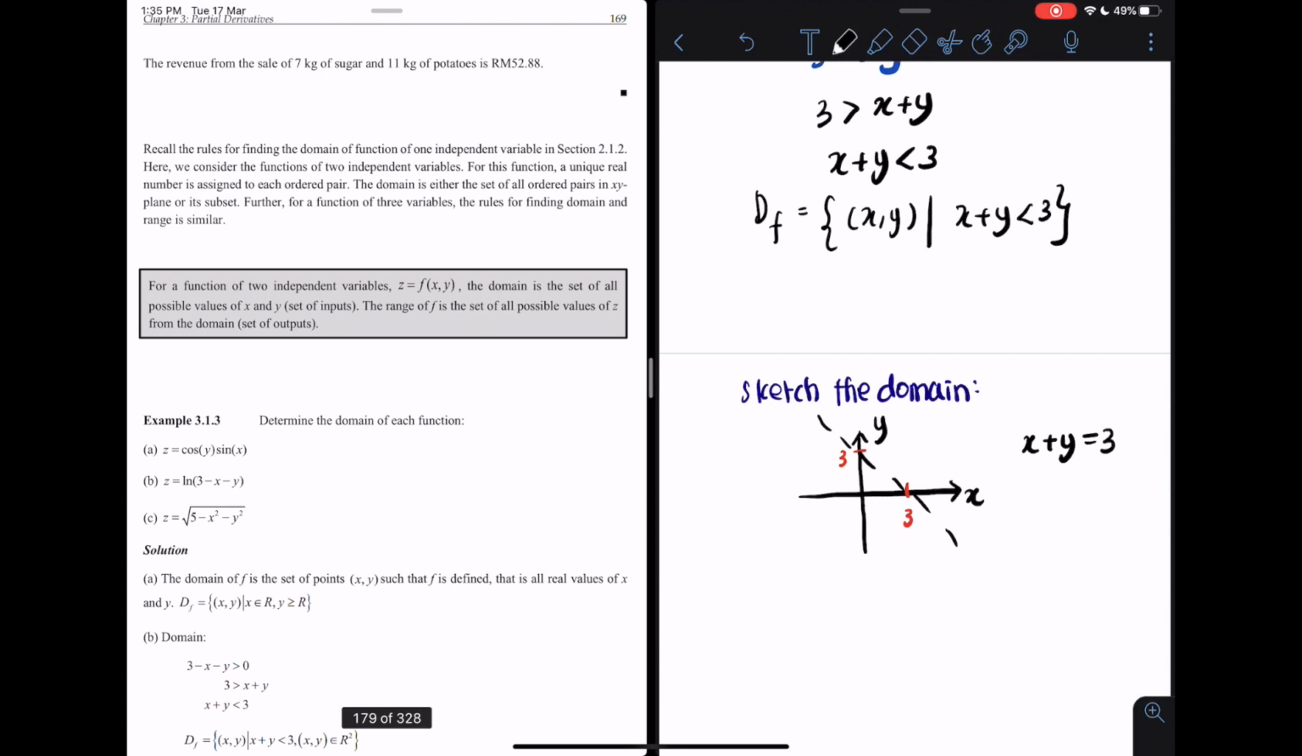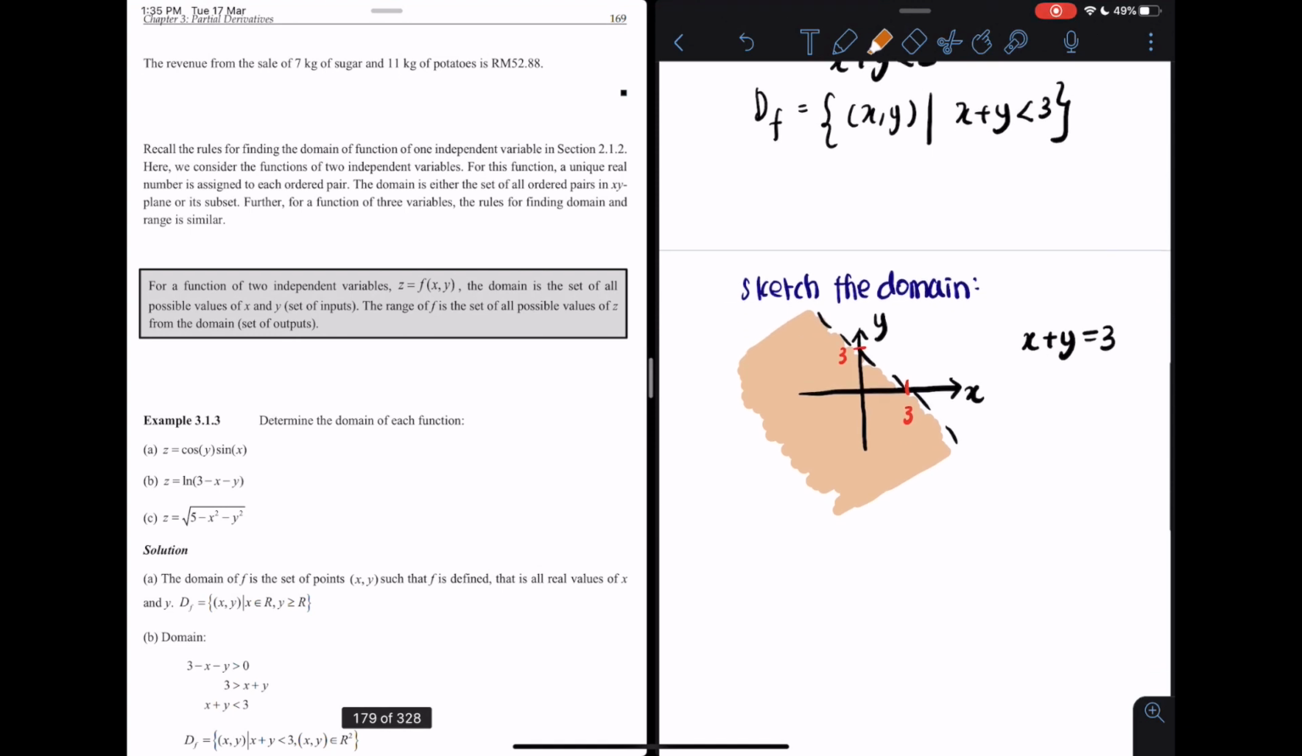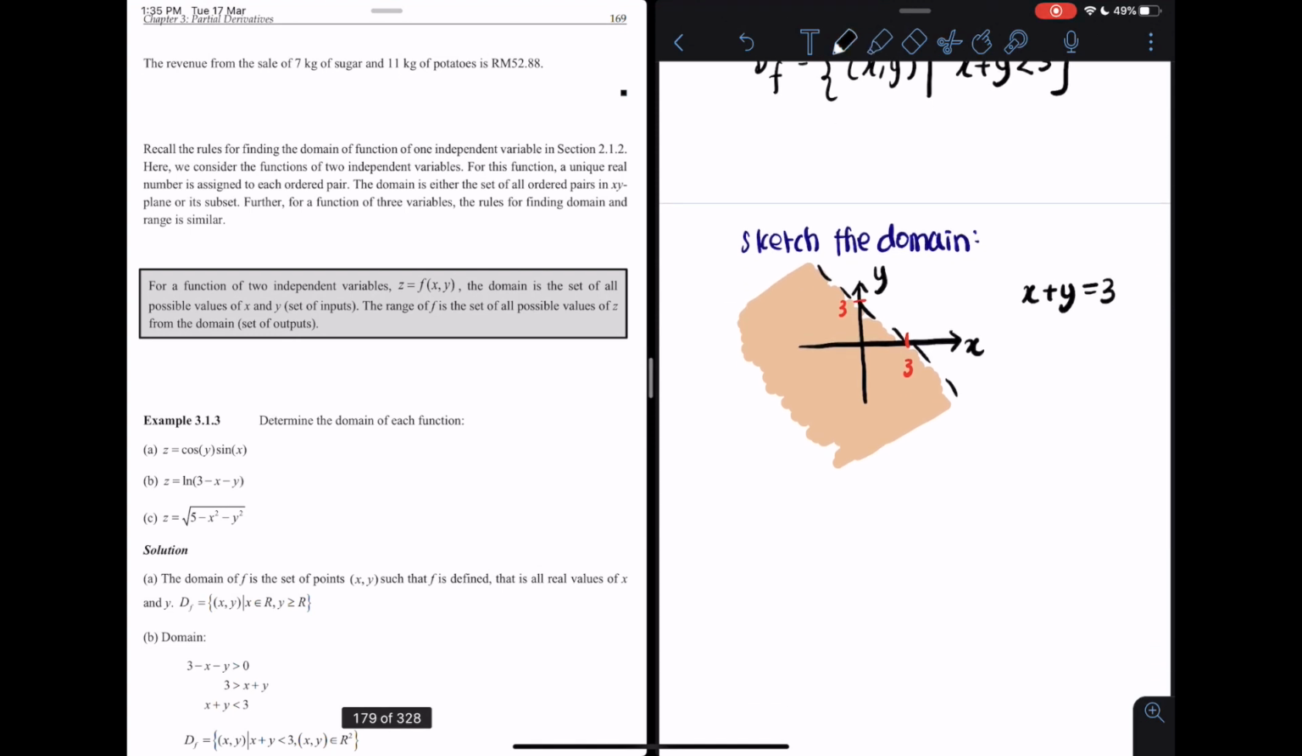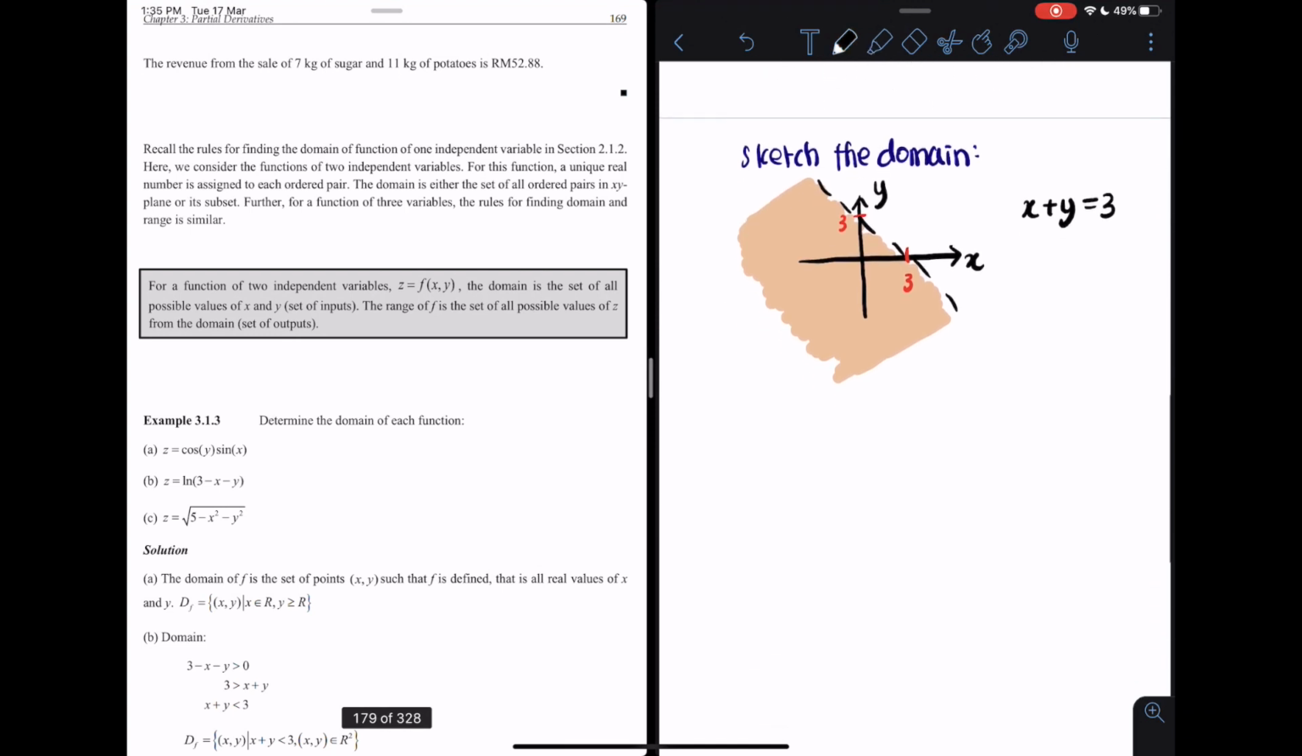So when you have this type of domain, you have to sketch it, and it should always be less than x plus y equal to 3, not including whatever points you have on the line. That's why we use the dashed line. So let's try to answer the next question, C.